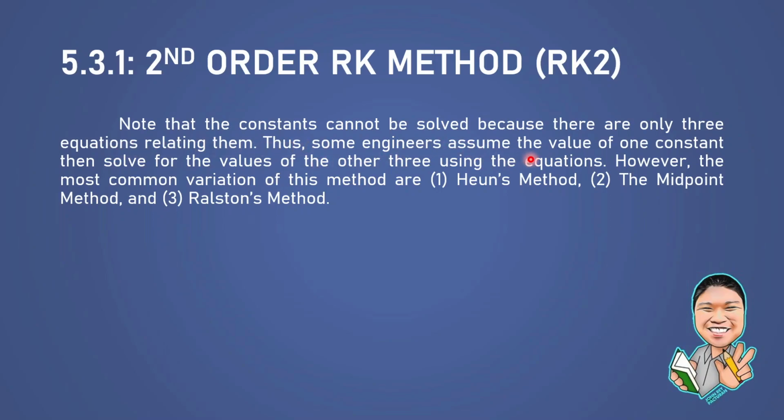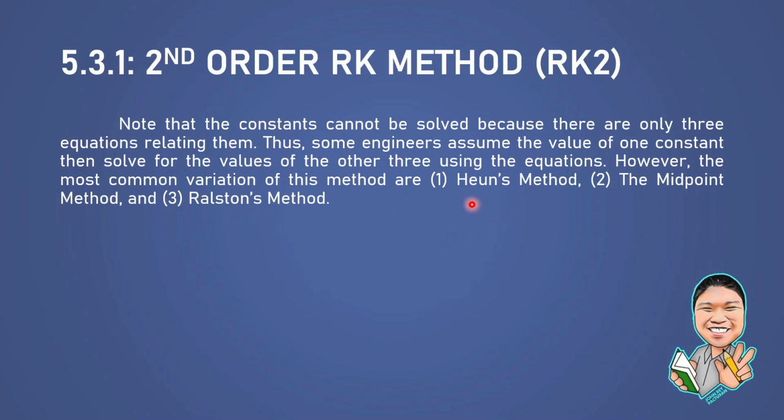Thus, some engineers assume the value of one constant, then solve for the value of the other three using the equations. However, the most common variations of these methods are, the first, Heun's method, the next is the midpoint method, and the third is Ralston's method.